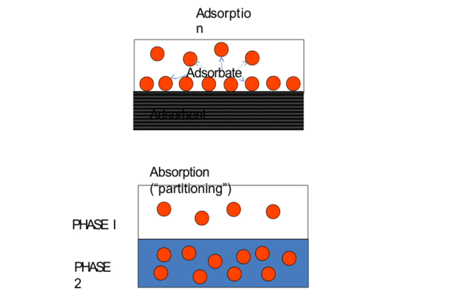Then, moving into phase II, we see absorption, which is sometimes called partitioning. Here, instead of just sticking on the surface, the adsorbate actually penetrates into the interior of the adsorbent material. It's more like being absorbed into the substance, spreading throughout it. Understanding these two phases helps us grasp how different materials work for purification or separation processes.